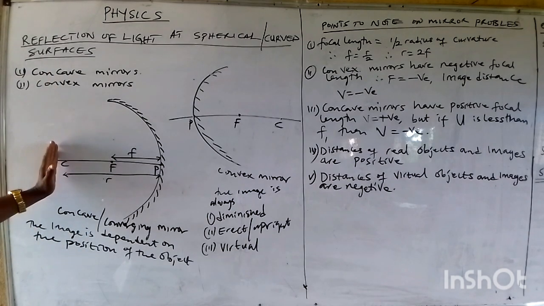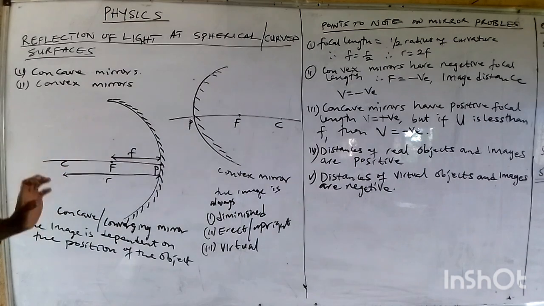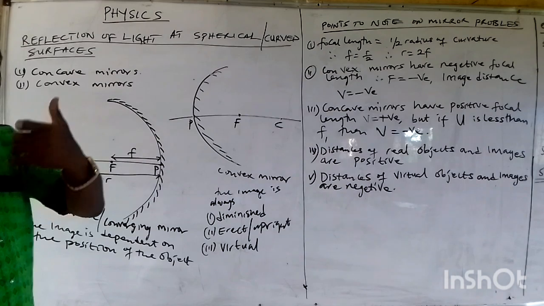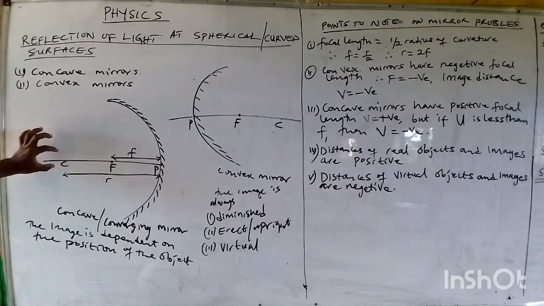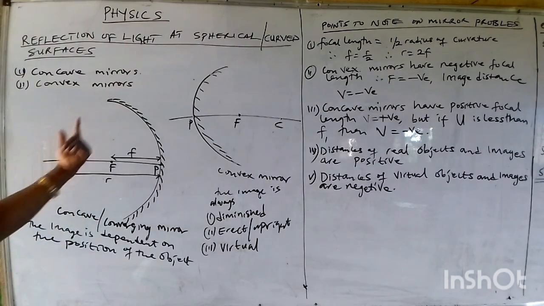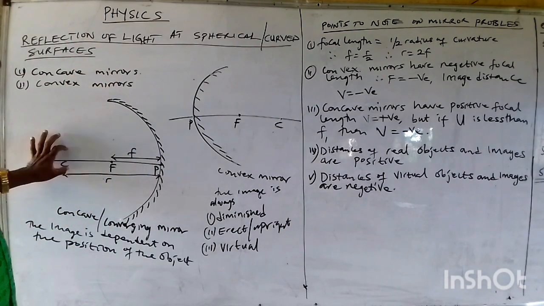Now, if we shift it to C, the image will be a little bit bigger. Of course, it will be as big as the object. So when the object is placed at C, the image is the same size as the object. The image is still inverted and it is real.